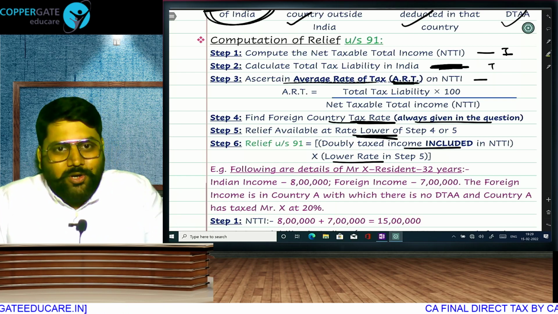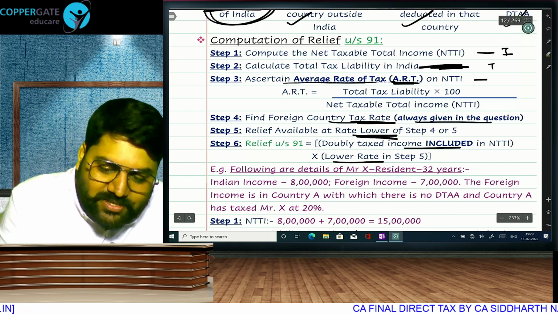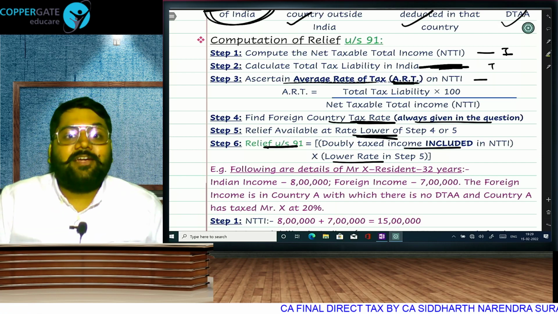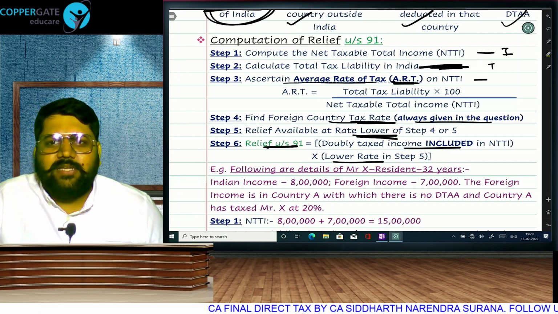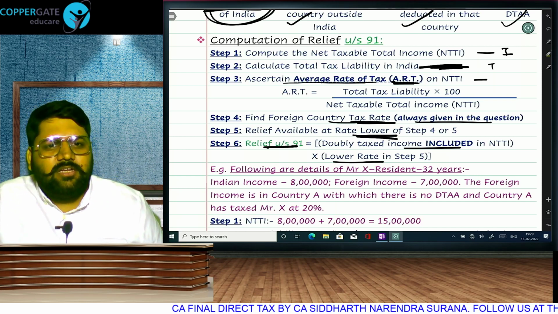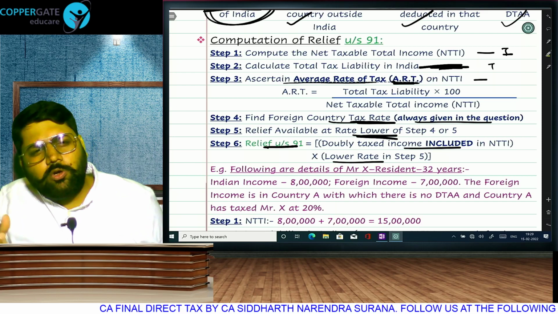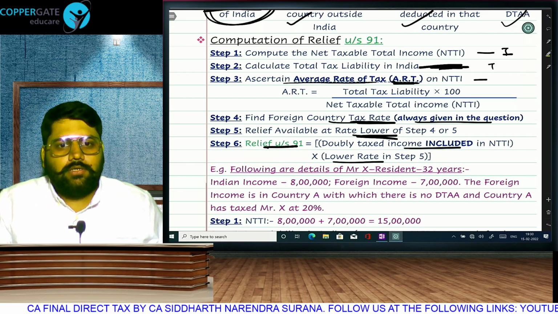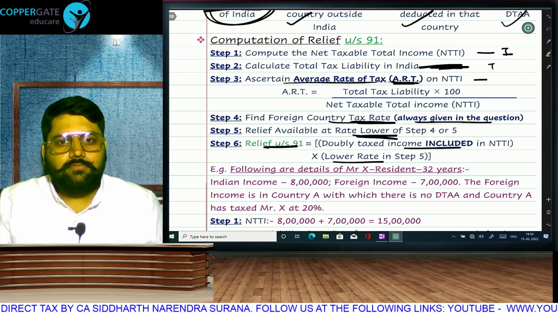Mind you, all your TDS and advance tax adjustments are prepaid taxes. So, calculate this tax, take this relief, that's your final tax, then take credit of TDS. Some people make the mistake of calculating basic tax and then adjusting TDS. That is wrong.